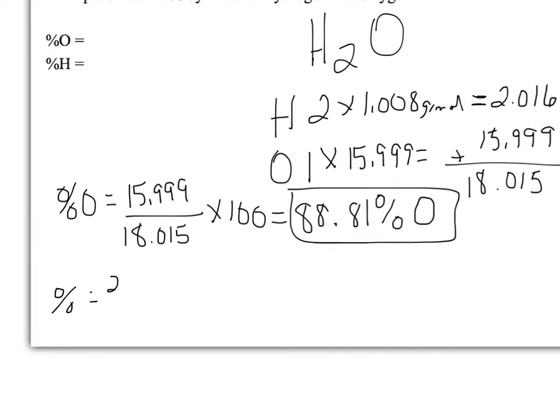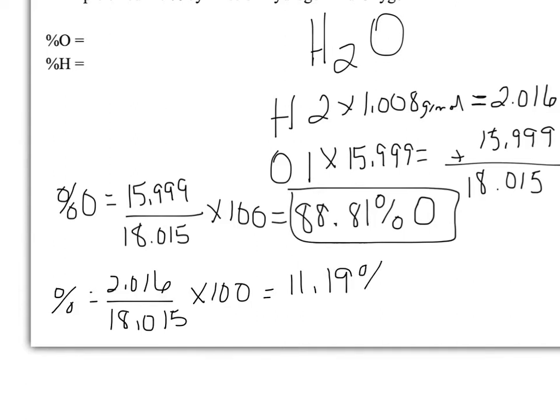So we'd have 2.016 over 18.015 times 100. And we should get this if we calculate it. And they add up to 100. Now, I wouldn't suggest just taking your first answer and subtracting it from 100 because you could have made a mistake. And then you'll get both of them wrong instead of one of them wrong. Okay? Or none. All right, we have one more example.